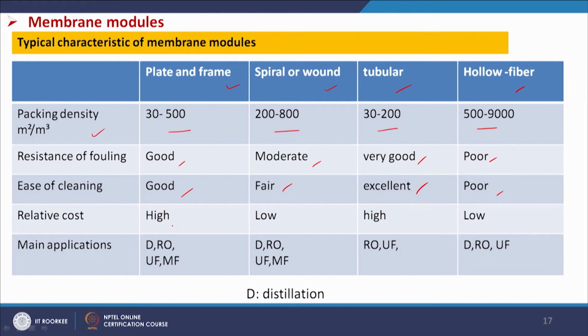Relative cost: very high for plate and frame, low for spiral wound, high for tubular, and low for hollow fiber. And main applications: distillation, reverse osmosis, ultrafiltration, microfiltration for plate and frame; distillation, RO, UF, MF for spiral wound; RO, UF and distillation for tubular; and RO, UF for hollow fiber membrane module.